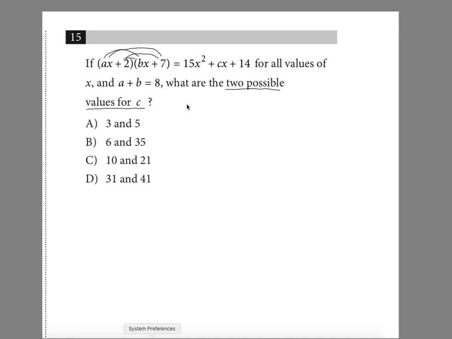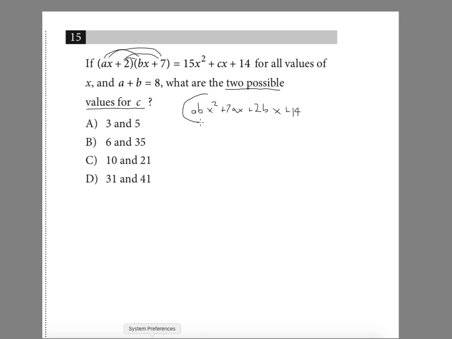So let's do that. So we have ax times bx, which is just abx squared, alright? And then we have ax times 7, which is 7ax. Then we have 2 times bx, so that's plus 2bx. And then plus 14, alright? So we know 14 here, we actually don't even have to worry about 14 over there. Then we have this abx squared plus 7ax plus 2bx plus 14, alright?